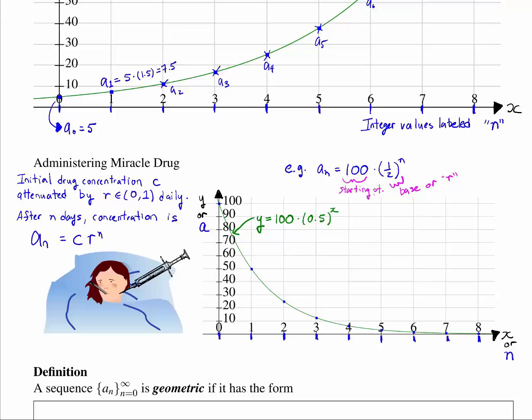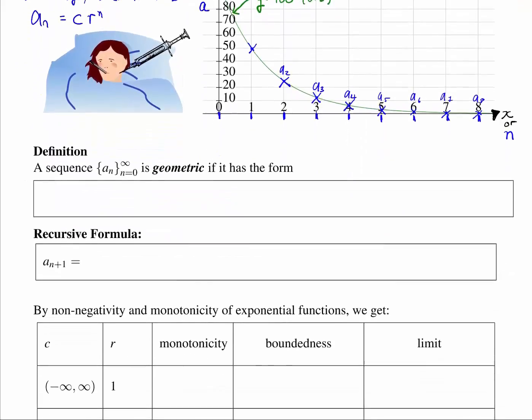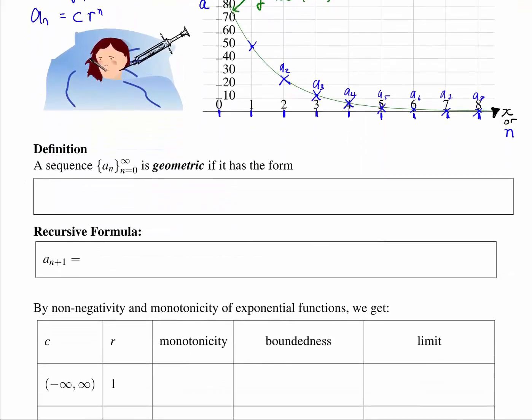So it would start off at 100 at A0, and then A1 would be half of that, which would be 50. A2 would be a quarter of the 100, which would be 25, and then 12 and a half, etc. And we've marked these points along the curve. Alright, so we have 2 examples now of this important type of sequence, which is called a geometric sequence. A sequence A_n is geometric if it has this form. A_n is a constant C times R to the n for some real C and R. In its recursive formula, A_(n+1) is equal to R times A_n.